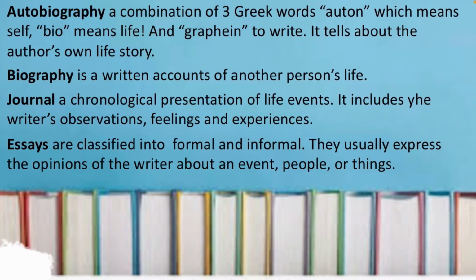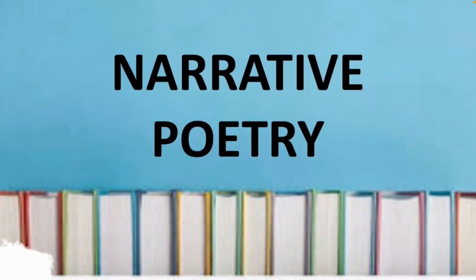Journal. It is a chronological presentation of life events. It includes the writer's observations, feelings, and experiences. Next is essay. Essays are classified into formal and informal. They usually express the opinions of the writer about an event, people, or things.